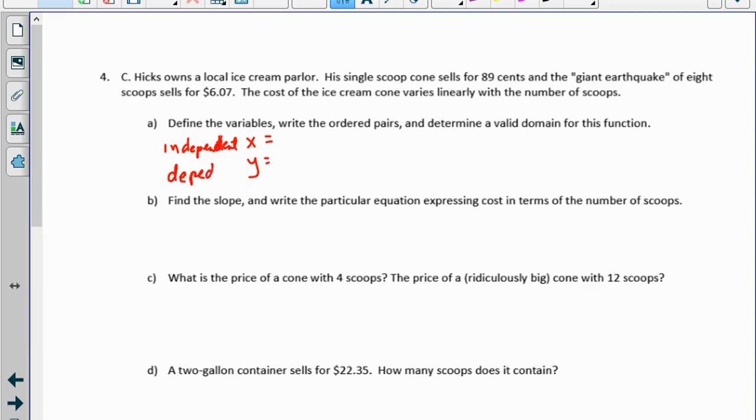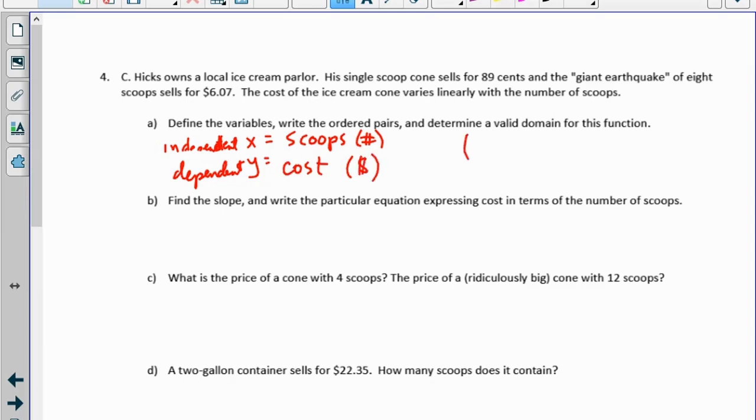And then dependent, I'm really struggling with the whole spelling thing at the moment. So the independent variable x and the dependent variable y. The independent variable is the thing that we have control over in terms of what our choice would be. And in this case, that would be the number of scoops. Y, the dependent variable, is going to be the cost, which in this case is going to be dollars.